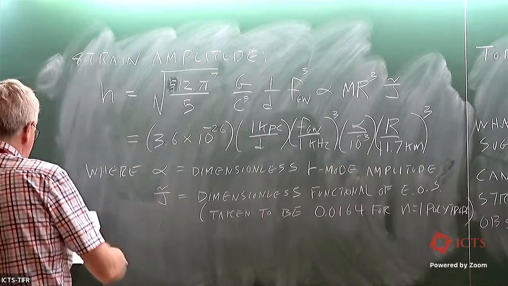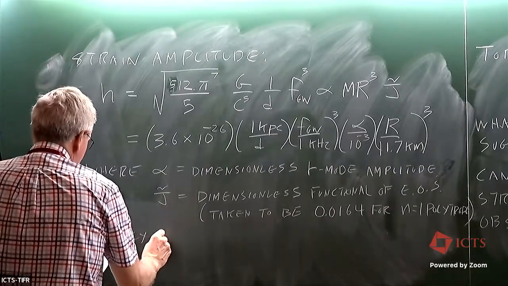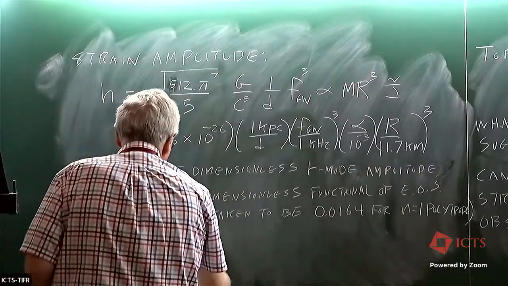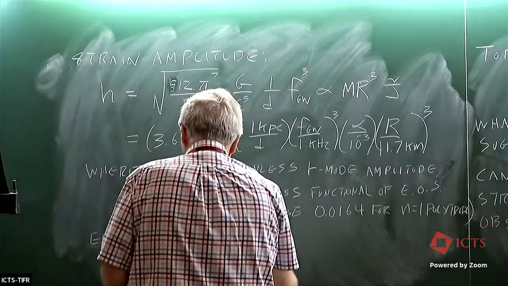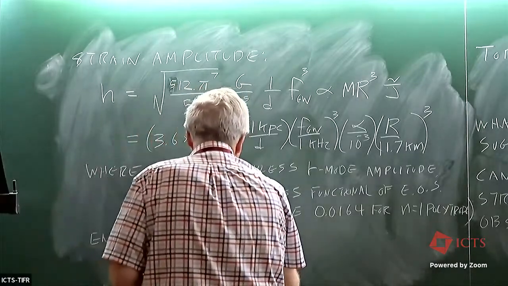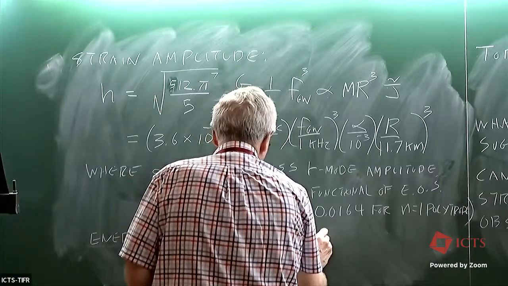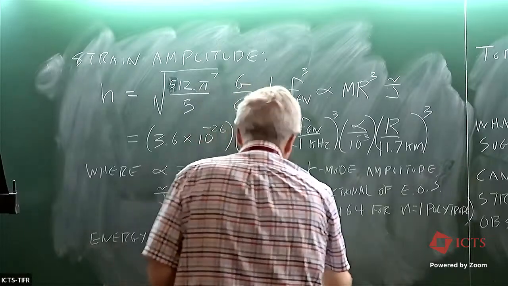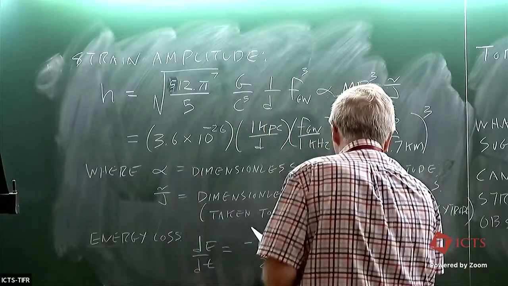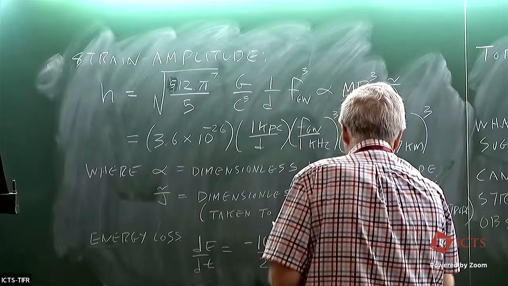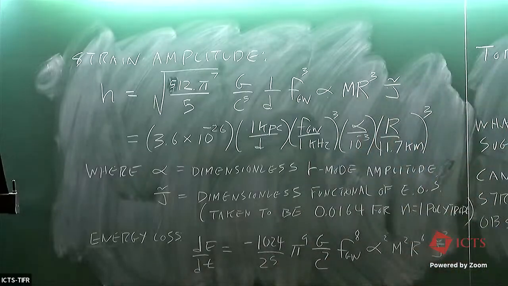Okay, so we can look now at the energy loss associated with that. And if you calculate the energy lost from a star that's being dominated by this emission mode, you get minus 1,024 over 25 pi to the 9th G over c to the 7th FGW to the 8th power alpha squared M squared R to the 6th and J tilde squared. So in some sense we get something proportional to the square of h, as you might have guessed.